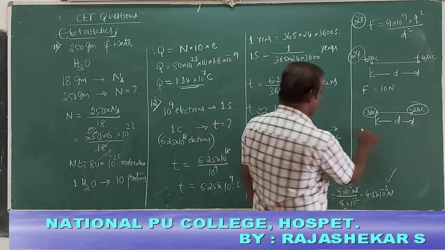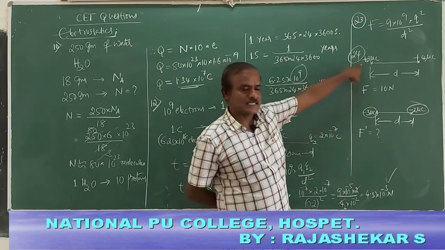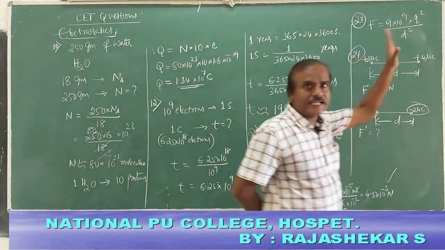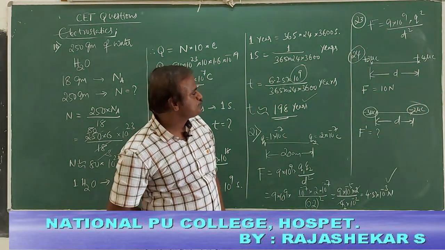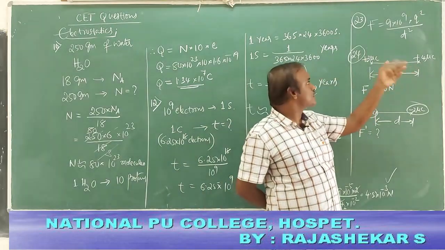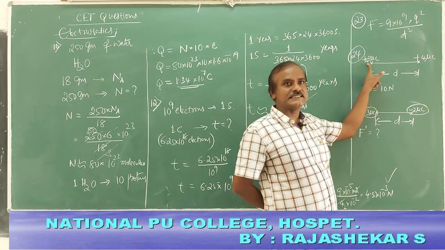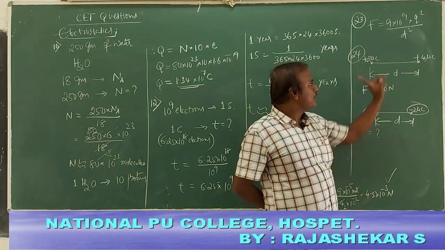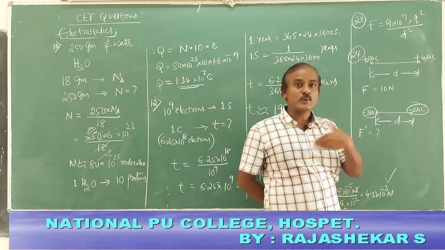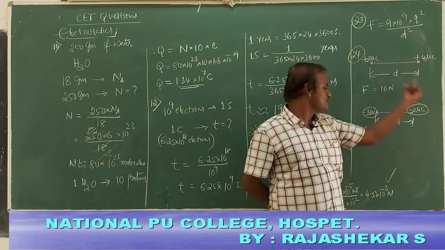Now what is the new force you are asking for? Initially plus 3 microcoulomb and plus 4 microcoulomb, force is 10 Newton, given. Now minus 6 microcoulomb is added to each. Minus 6 added to this, minus 6 plus 3, minus 3. Minus 6 plus 4. It is said in the question minus 6 microcoulomb is added to each. Then this becomes minus 3 and this becomes minus 2.